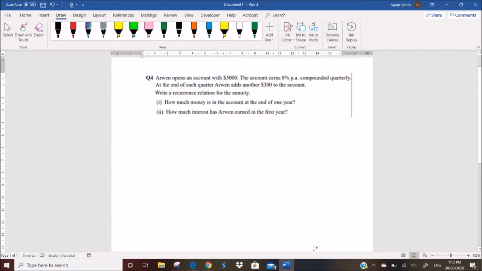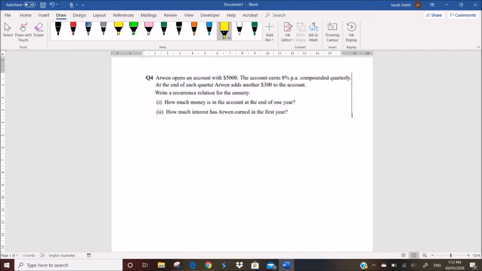Okay, so Arlen's opening an account. He's putting an initial $5,000 in. The account's earning 8% interest, compounded quarterly. At the end of each quarter, he's adding $300 to the account. So we've got to think about this in a couple of steps.